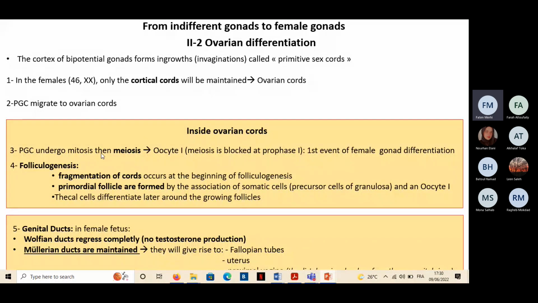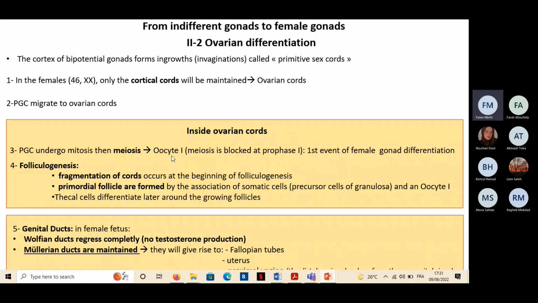Now, once they are surrounded by those ovarian cords, they will enter the meiosis, okay? And the primordial germ cell, the oogonia, if you remember, we said we had oogonia that will enter the meiosis, and once they enter the meiosis, we call them primary oocytes, okay? So those PGC will enter the meiosis and will become primary oocytes. However, this meiosis will be blocked at the prophase 1, at the diplotene of the prophase 1.